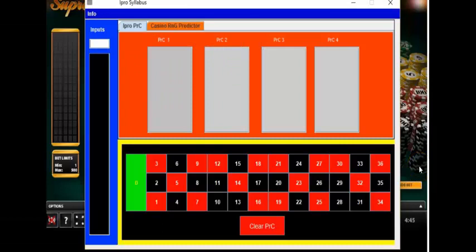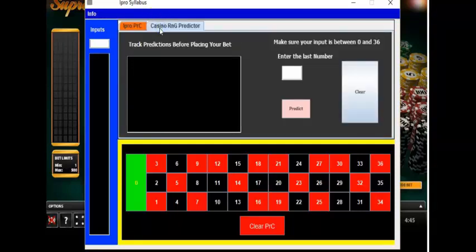So we begin by using the four-wheel PRCs of the syllabus. The syllabus is broken up into two parts. There is the PRC 1, 2, 3, and 4, which is the prediction columns, and we also have the casino RNG predictor, where you can input a number and then it will predict what number the software believes should come up. Obviously, there's going to be situations and times where that's not going to happen until it does happen, and you have to use the correct progression.